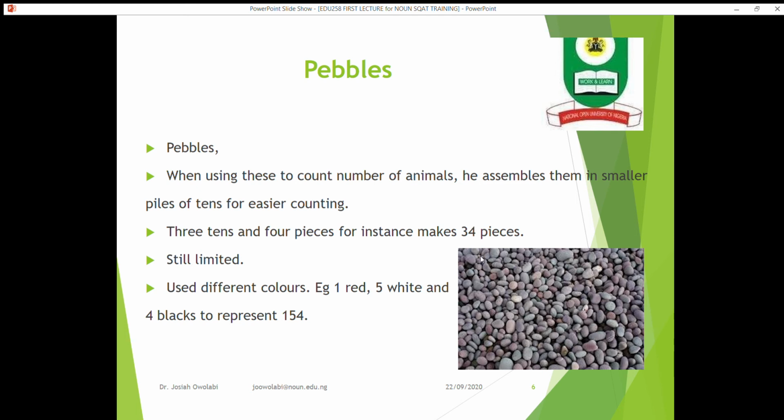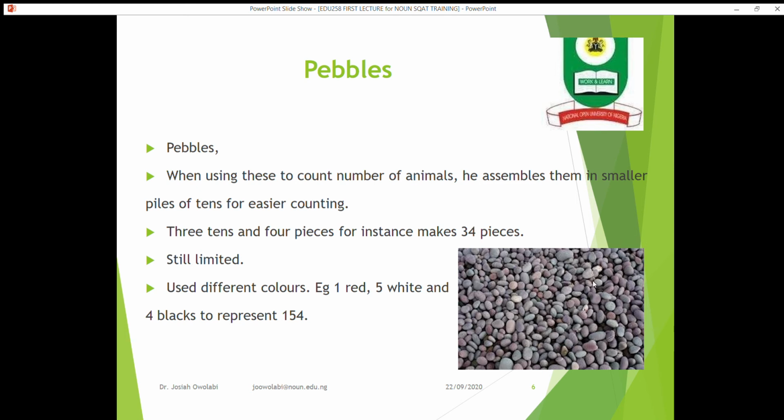As you can see here, there are so many. So with this, you could deal with large figures. You could use this to count large figures. Even though it could handle more than the fingers could, it's still limited. For instance, you have plenty of pebbles here. You can still count 100, 200 and all of that. Even using these pebbles, you can do addition, you can do subtraction.